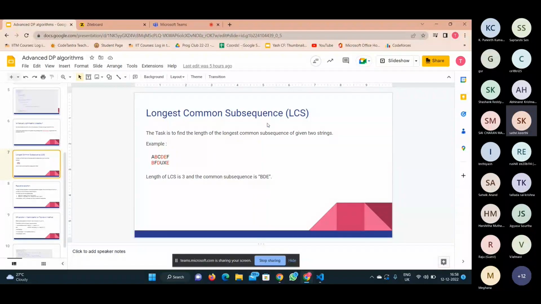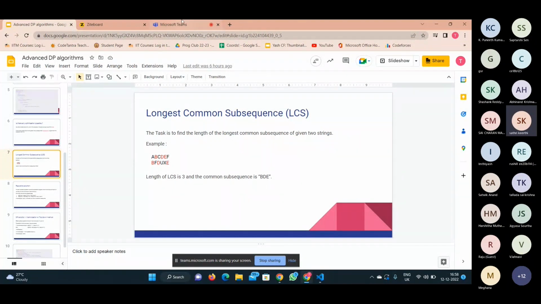LCS, as the name suggests, given two strings, we need to find the longest common subsequence of the given two strings. So again, a subsequence is a sequence you can obtain from the string by removing some elements, possibly 0, without changing the order of the remaining elements. So B, D, E is a subsequence of A, B, C, D, E, F. And similarly, B, D is also a subsequence of B, F, D, U, X, E. Now, we need to find the common subsequence. We need to find the length of the longest common subsequence, which is common to both the strings.